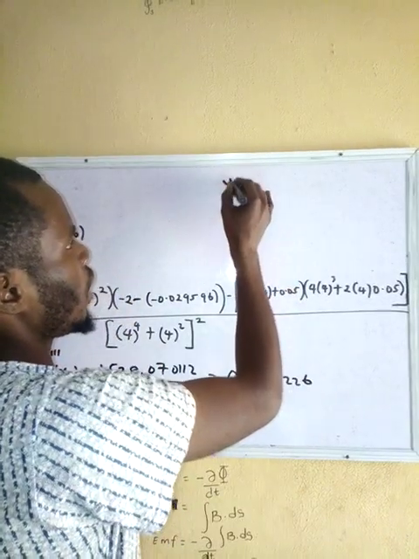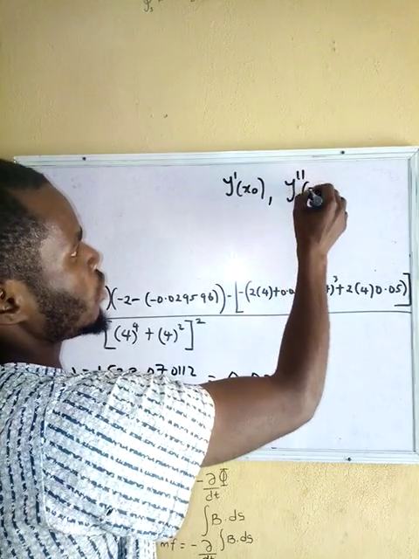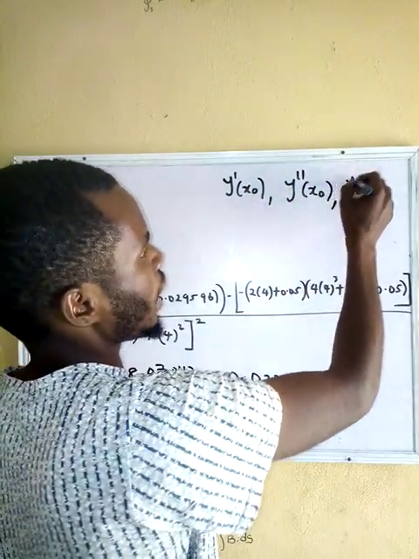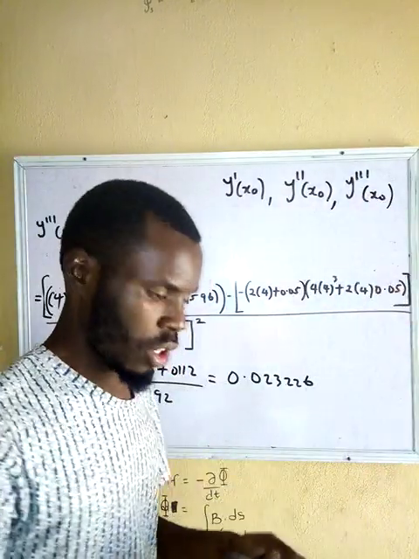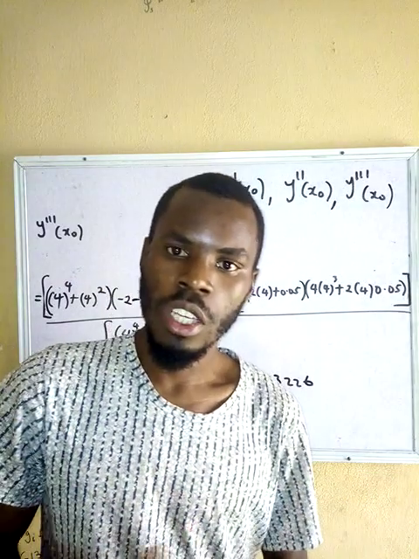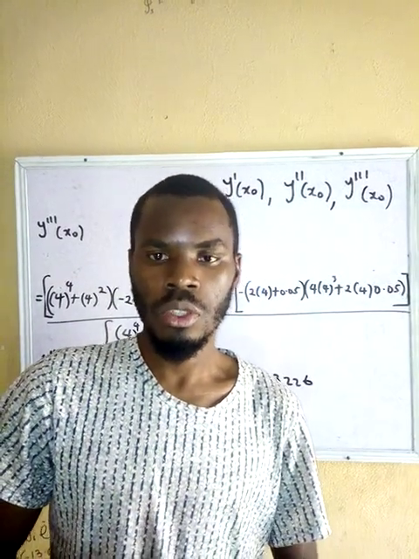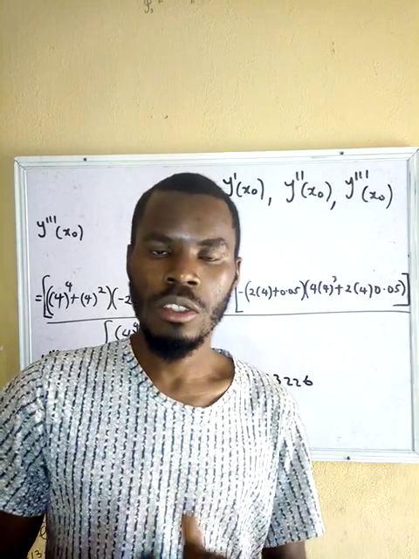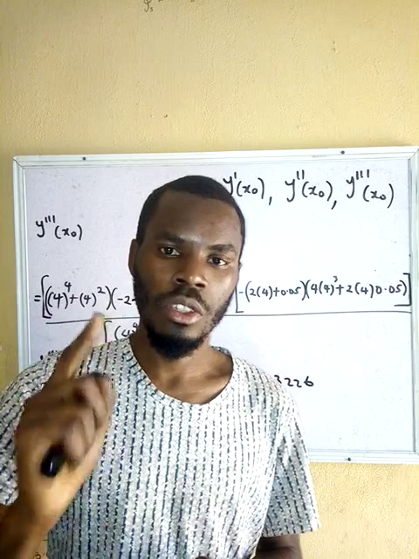So now we have gotten all we need. We have our y of x naught, we have our y prime of x naught, and we have our y prime prime of x naught. So we're going to insert it into the general equation using the Taylor series method. I'm going to do that while you follow me, and make sure you are doing it yourself so that you could understand better.